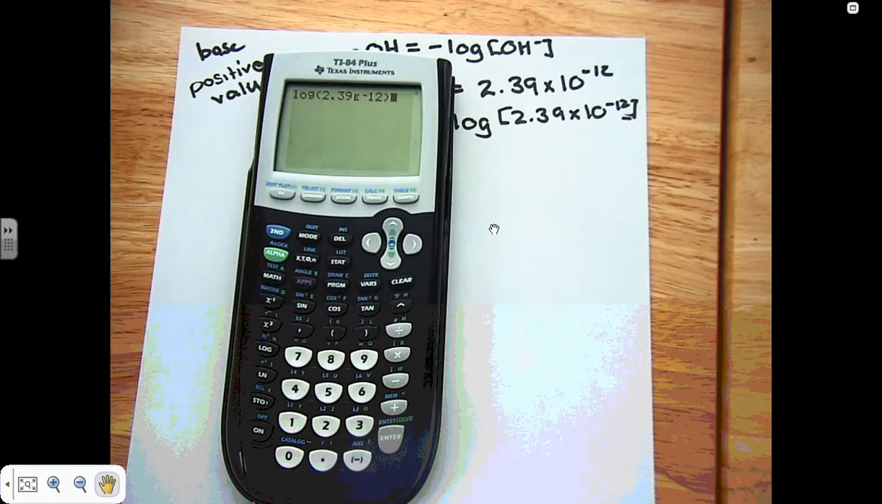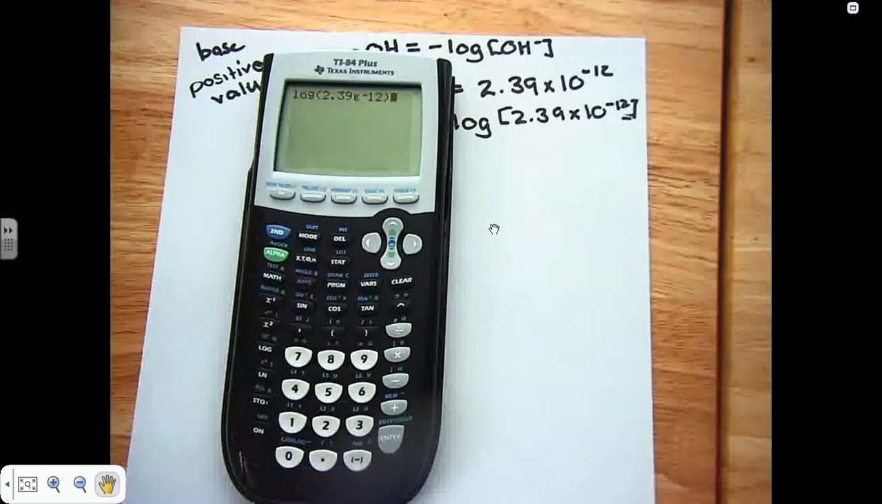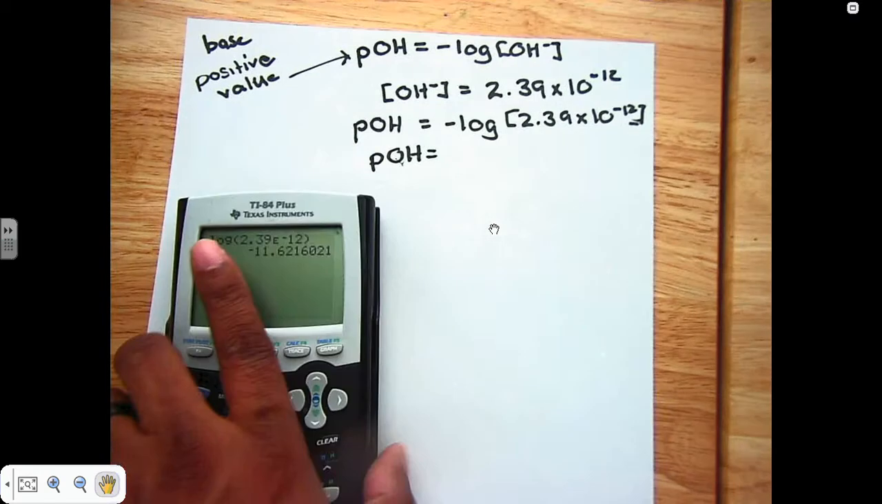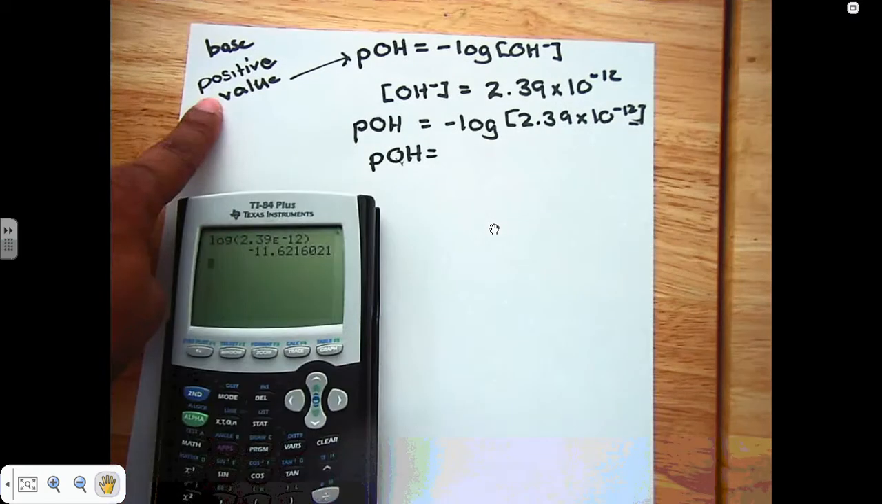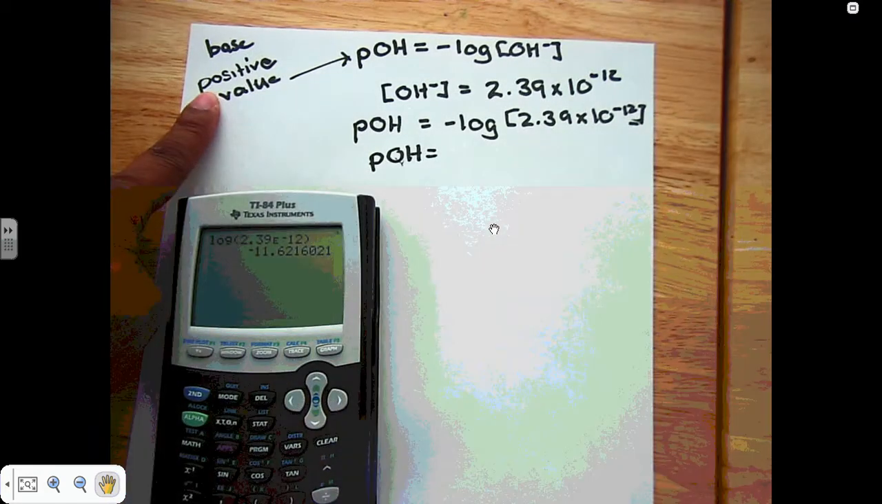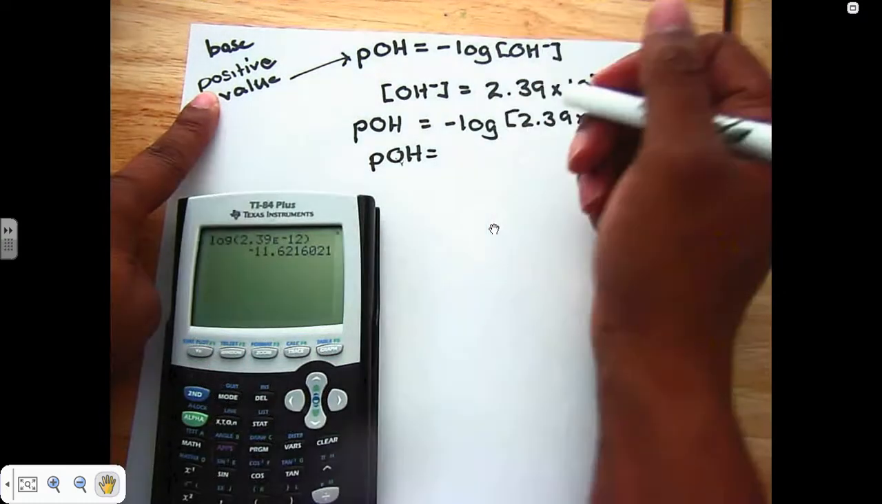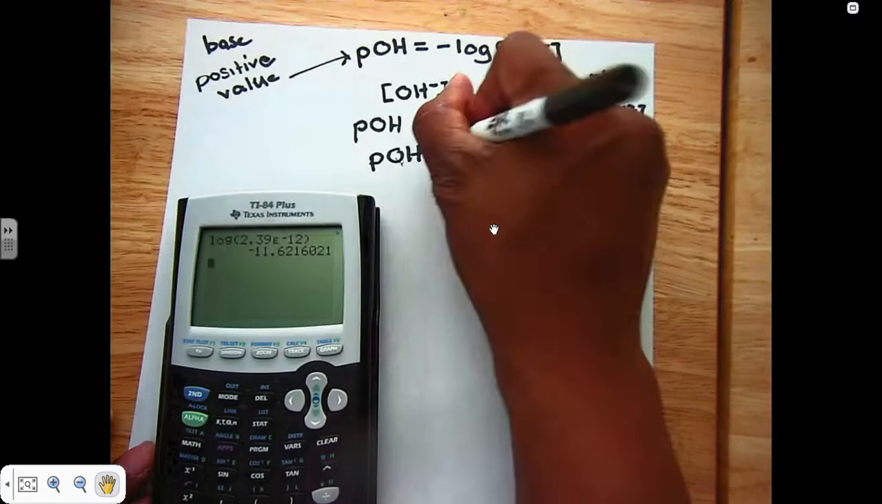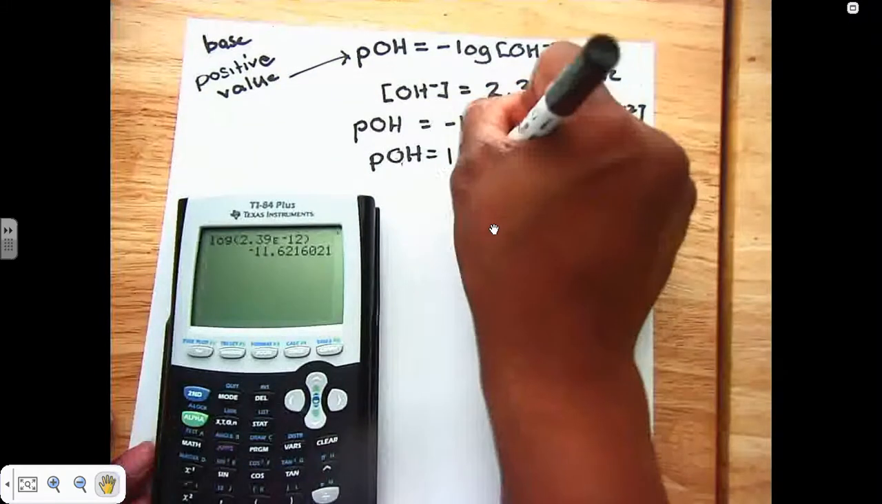Now for some calculators, you might have to put the number in first and then press the log button. It just really depends on how your calculator functions. And then I'm going to press enter. And it's going to give me a value that is negative 11.62. Now what did I say about my pOH value? Just like my pH has to be a positive value. So that means that my answer is going to be 11.62.